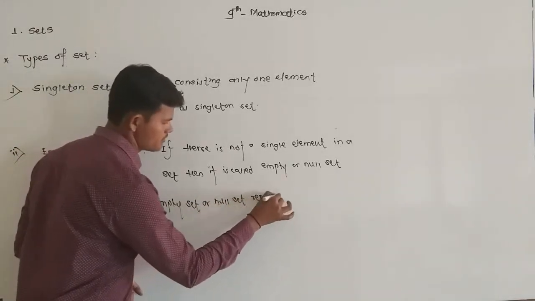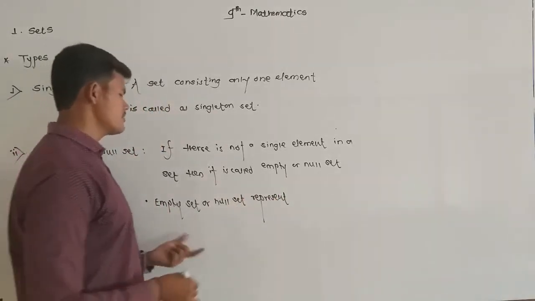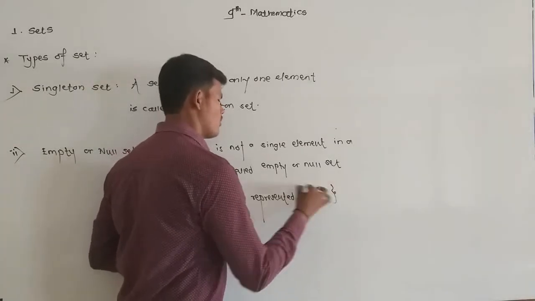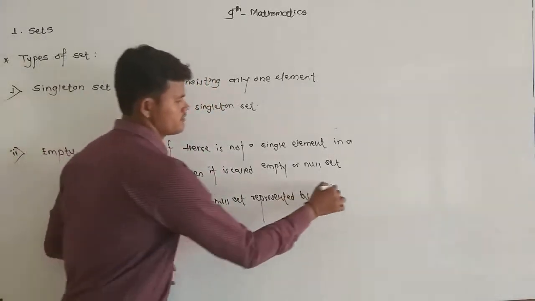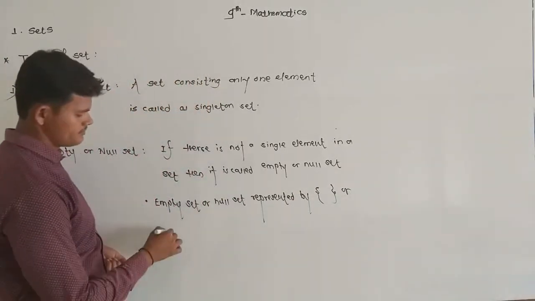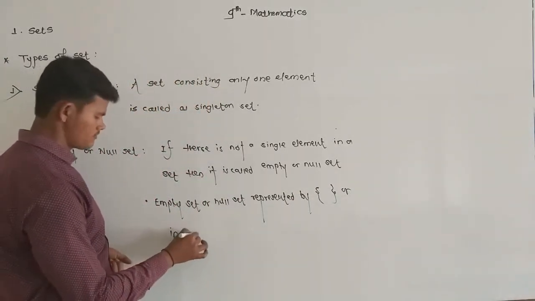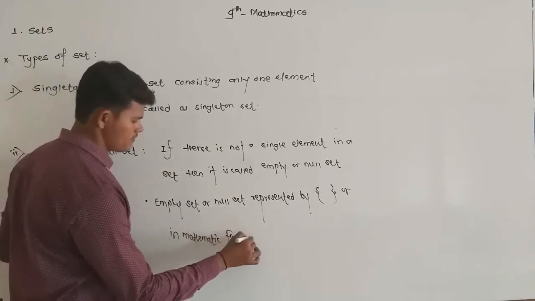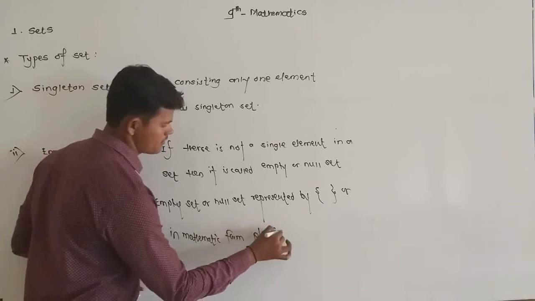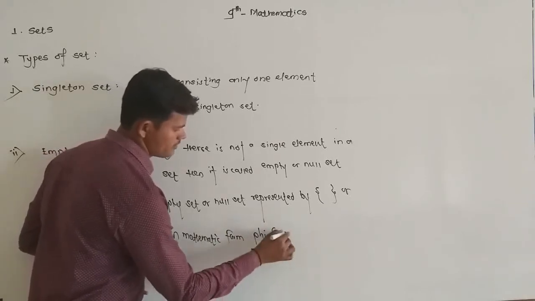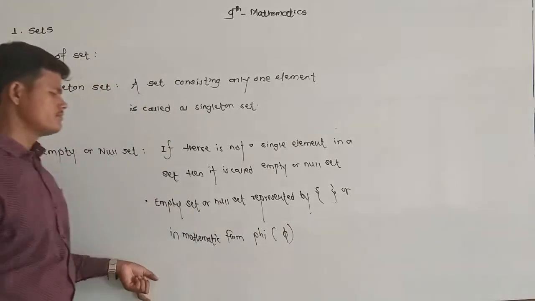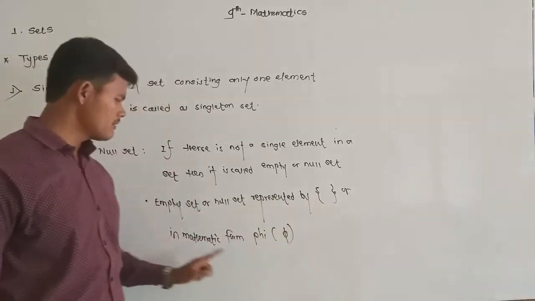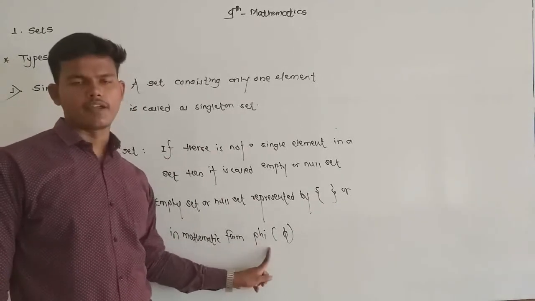How to represent the null set or empty set? The null set or empty set is represented by only curly brackets, or in mathematical form it is denoted by phi. So empty set or null set is represented by curly brackets, or in mathematical form it is denoted by phi.